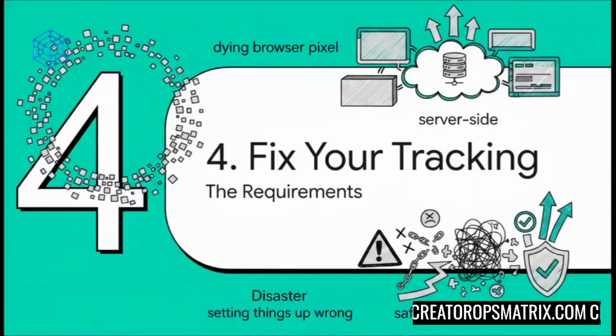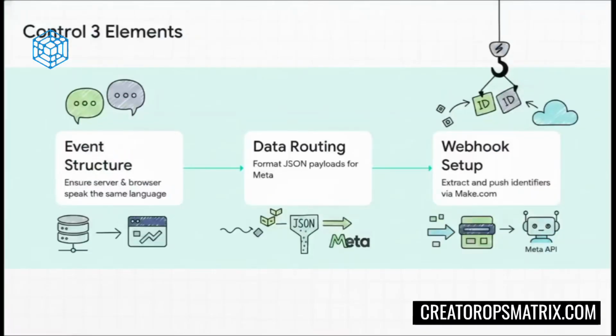All right, section 4, how to fix your tracking. We know the pixel is dying, we know server-side is the fix, and we know we can't mess up the setup. To actually bypass the browser and deduplicate your events perfectly, you have to establish absolute control over 3 very specific things. 1, the correct event structure, so both systems speak the exact same language. 2, proper data routing, so Meta actually accepts the JSON payload you send. And 3, a highly specific make.com webhook setup to physically extract the identifiers from your payment gateway. These are the mandatory ingredients to make this work.